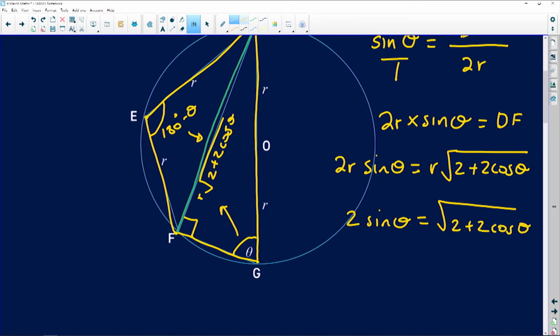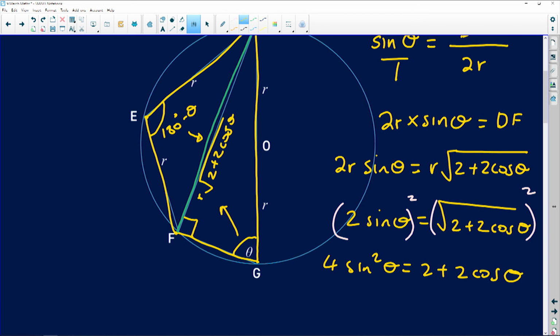If you square both sides to eliminate the square root, you simply end up with 4 sine squared theta. The square kills the square root, so we're sitting now with 2 plus 2 cos theta. If you divide everything by 2, you end up with 2 sine squared theta equals 1 plus cosine of theta, which is exactly what the examiner wanted us to prove in that last question.